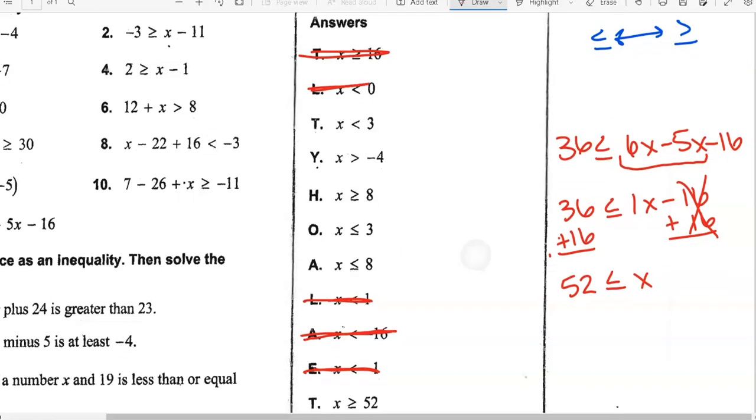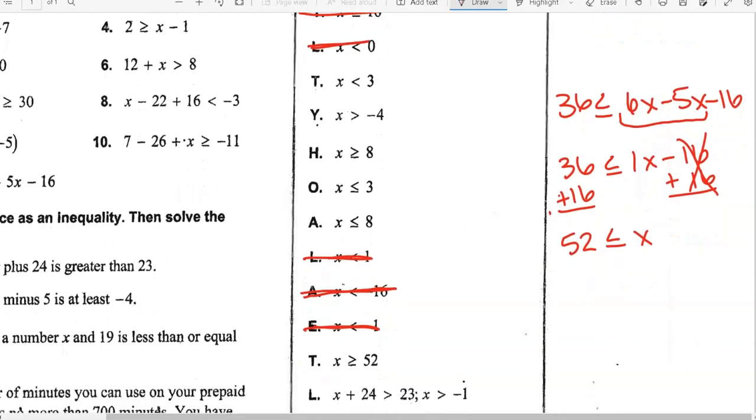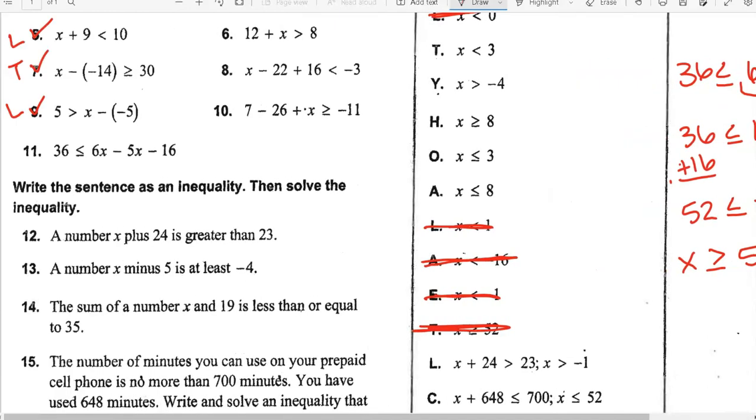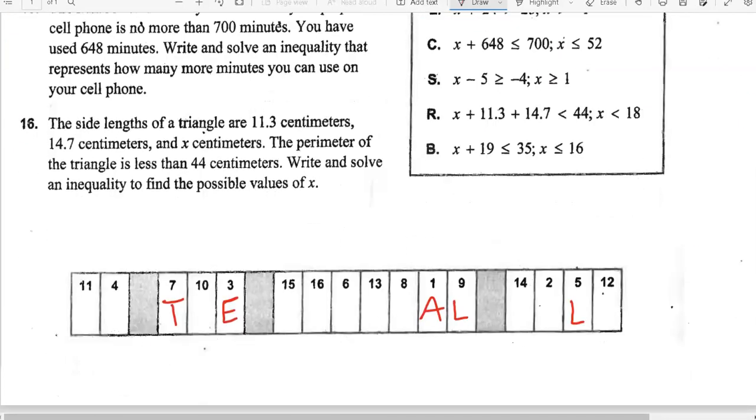So I don't see that in my list. But yeah, if we put x first before the 52, we can do that. What does my alligator need to eat? It needs to eat the x. So make sure we keep that going. Now, does that match one of my answers? Yeah, it matches this t down here. So 11 is t.